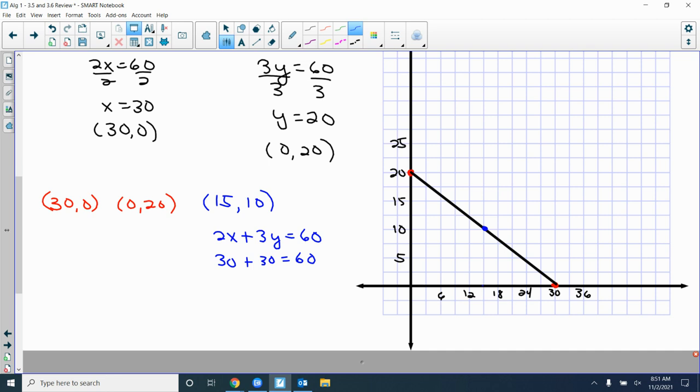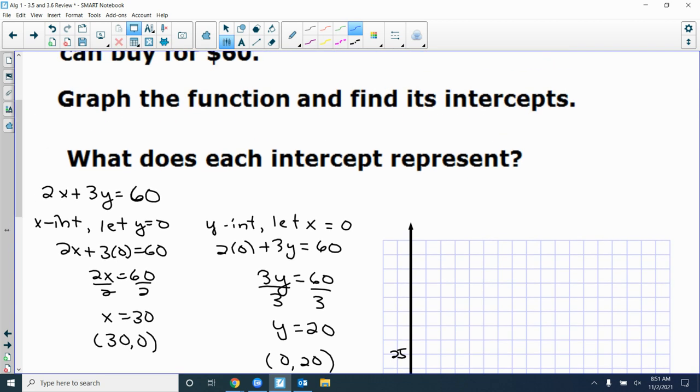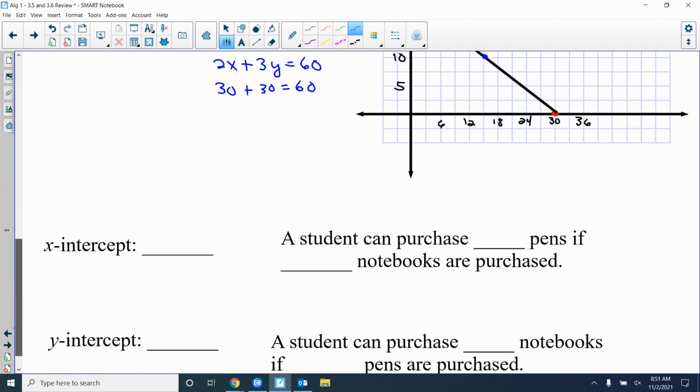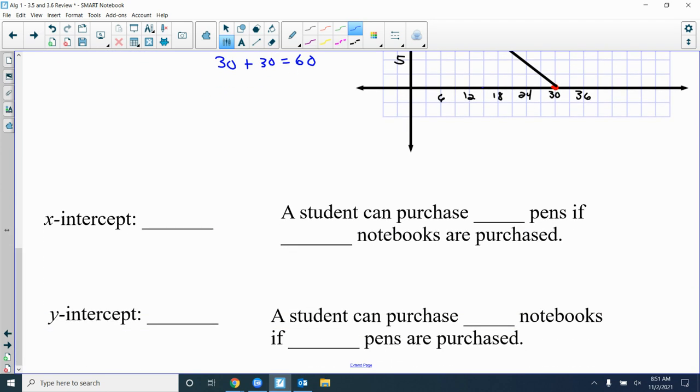All right, now, big thing. What does each intercept represent? And I'm kind of giving you a pretty big guide here. Our x-intercept, first of all, we need to list that, and that was 30, 0. I believe I got everything laid out so that you put it in ordered pair. It means a student can purchase how many pens if how many notebooks are purchased? It means a student can purchase 30 pens if 0 notebooks are purchased. Okay?